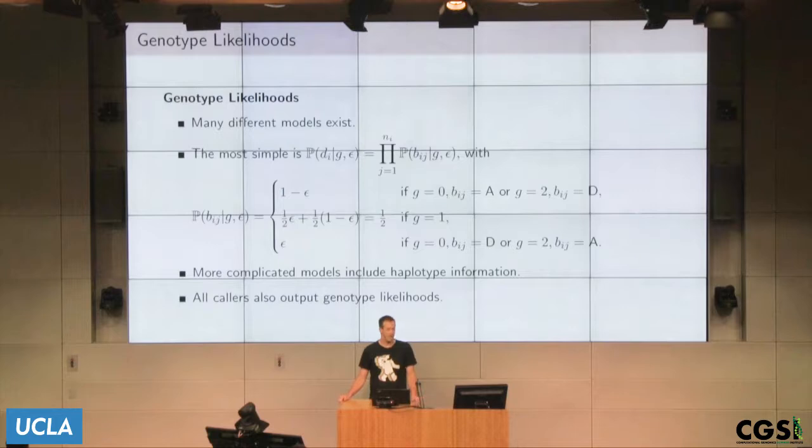They're outputting genotype likelihoods under many, many different models. For today, we can just think of a very, very simple model.